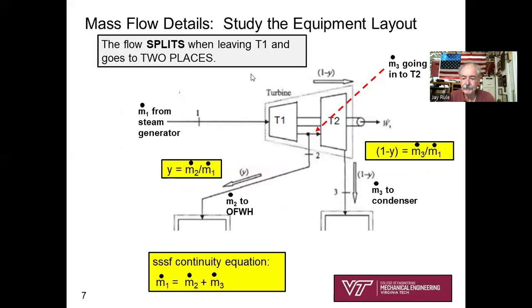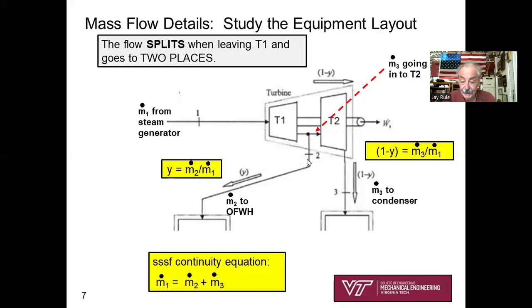Let's go through some mass flow rate details. Let's look at the continuity equation for our open feed water heater. Okay, a little bit of a repeat, but this is so important, it's valuable to go through this again. We've got m.1 coming from the steam generator coming into turbine 1. At state 2, the flow splits. So m.1 splits into two things.